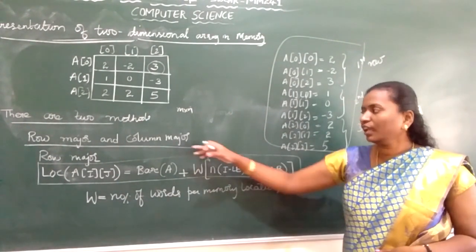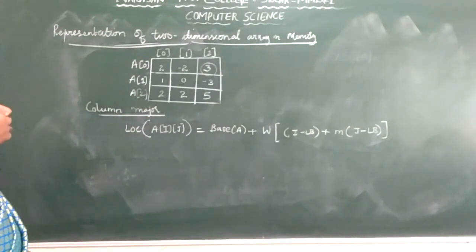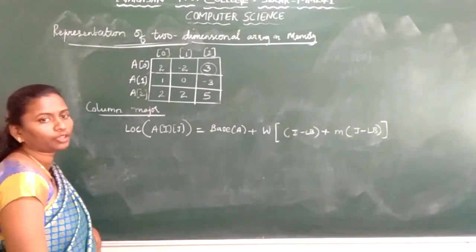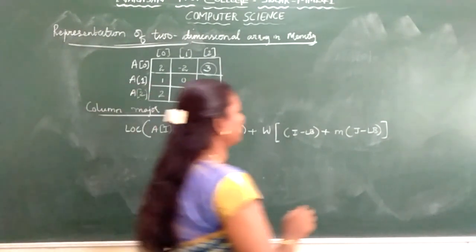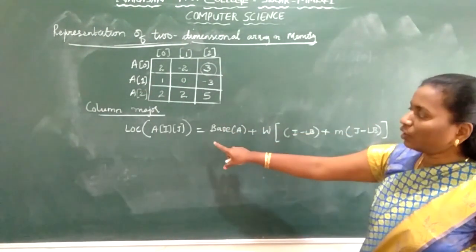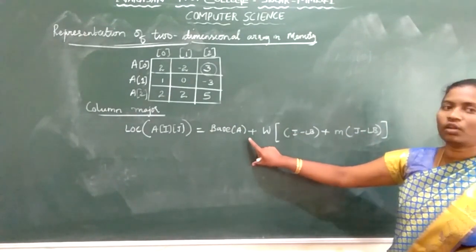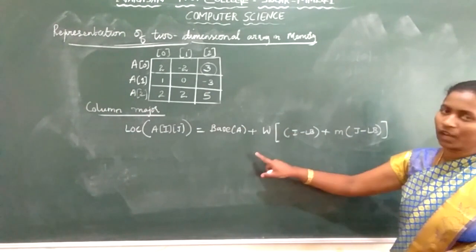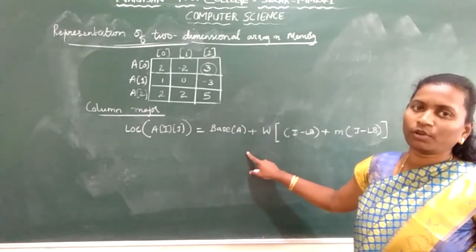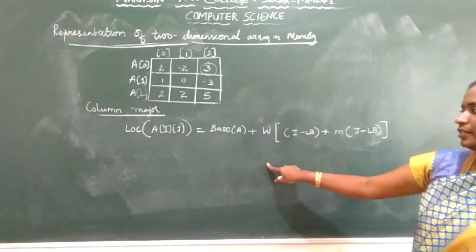Next we'll discuss column major: how to represent a two-dimensional array in memory by using the column major method. In the column major, again I've considered a matrix. To find the location of A of I, J, please note down this formula for the row major and column major. Once I discuss this column major, we'll go on to solve problems. One problem we'll solve in row major, and the next problem we'll solve in column major.